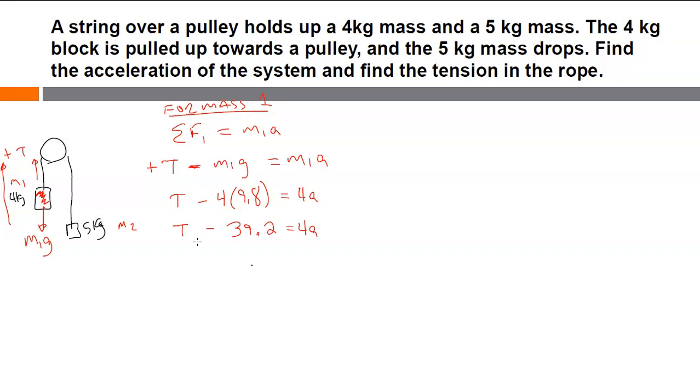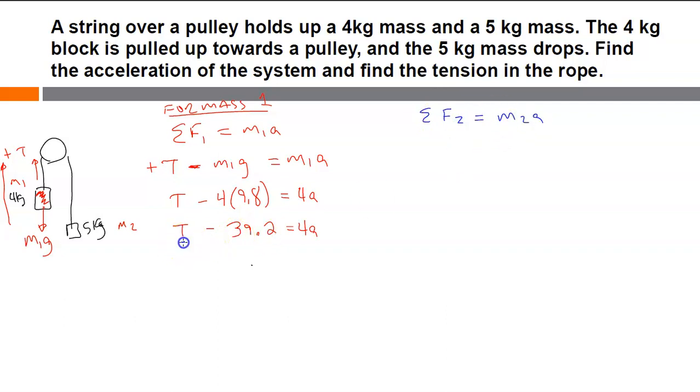As soon as I see that everything's in kilograms and meters per second squared, I'm confident that the units are going to behave themselves. Probably be better to write them in, but it just gets messy. Okay. Right here, I'm going to write the sum of the forces on mass 2 equal to mass 2 times a.